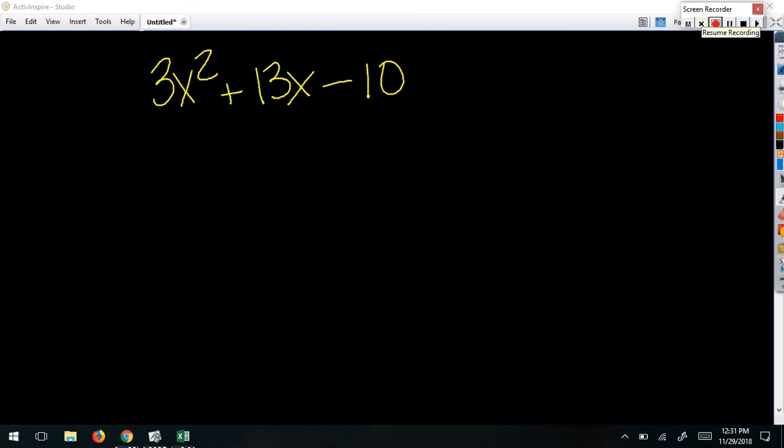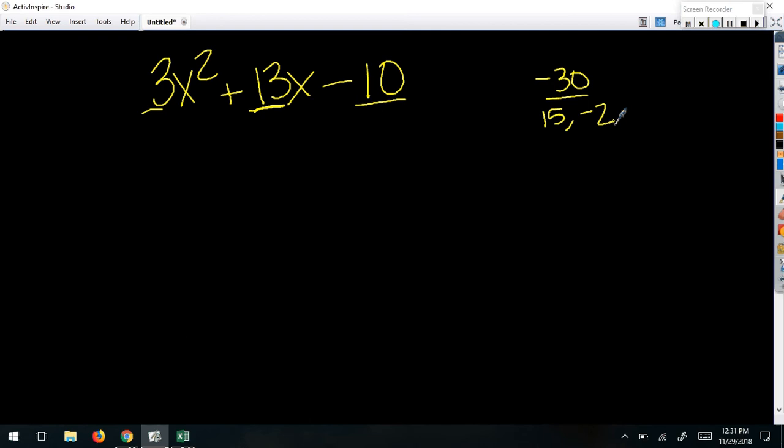10 and 3. Okay. Look. Multiply the first and the last term together. Negative 30. So what two things multiply to negative 30 but add to positive 13? 15 and negative 2.